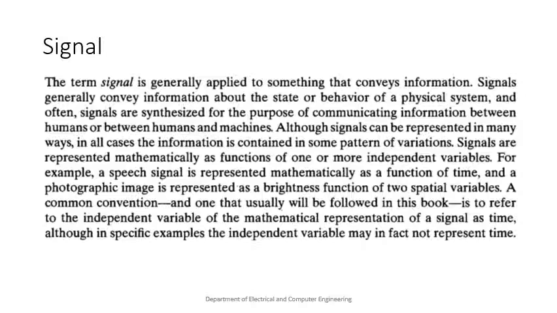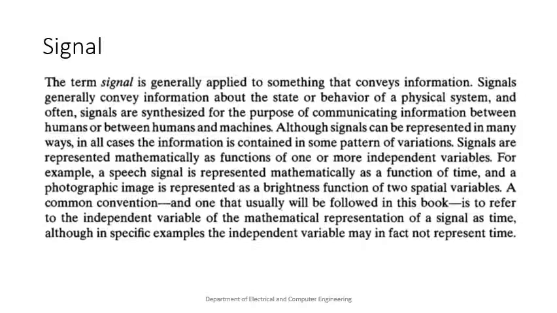Now signals can be represented in many ways. In all the cases, information is contained in some pattern of variation. So obviously there are some variations in patterns. I'm not talking with the same pattern all the time. The speed of the car is not constant every time. The speed of the fan is not constant. So there is a pattern of variation. Like the way I'm speaking, there is some pattern in it, but there is a pattern of variation in it. So signals are mathematically represented as a function of.